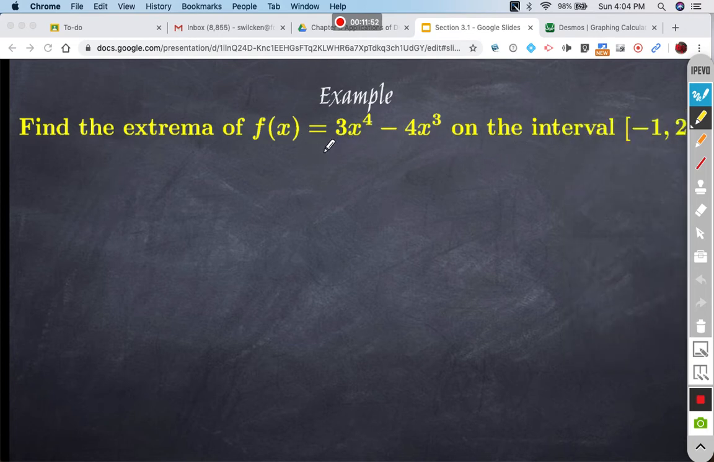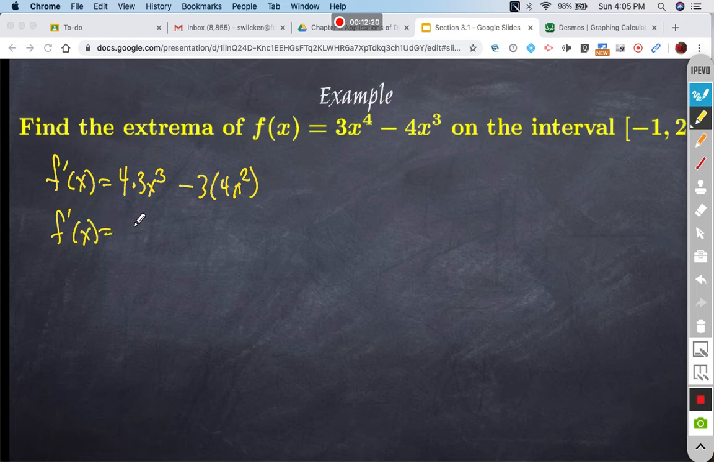So our first thing we're going to do is find the critical values. And to do that, we need to find f prime, to find the derivative. So the derivative of this is a nice polynomial, so we can just use our general power rule, 4 times 3x to the third minus 3 times 4x squared. So f prime of x is going to be 12x cubed minus 12x squared.